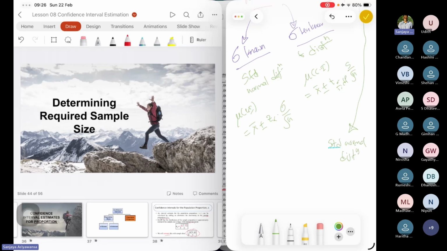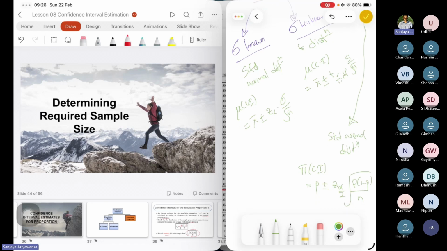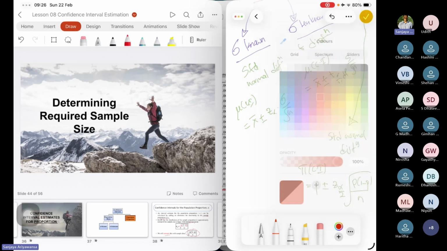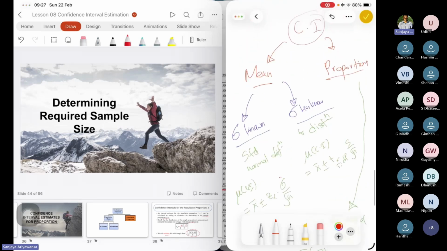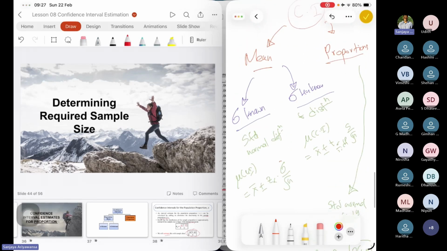And the equation that we used for pi, which is the population proportion, the confidence interval is the point estimate, which is the sample proportion P, plus or minus Z alpha over 2 because we're using the standard normal distribution. Standard error is given by square root of P(1 minus P) over n. So for the confidence interval for the mean when sigma is known, the standard error is sigma over root n.